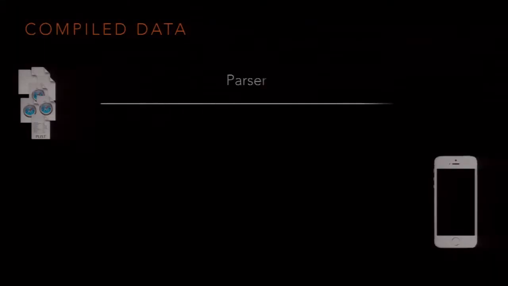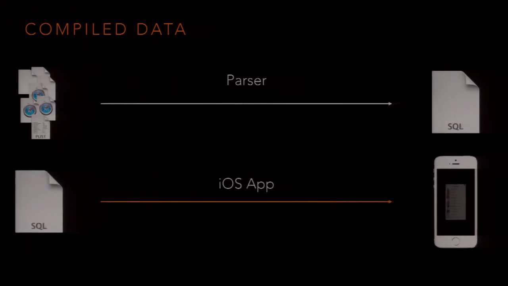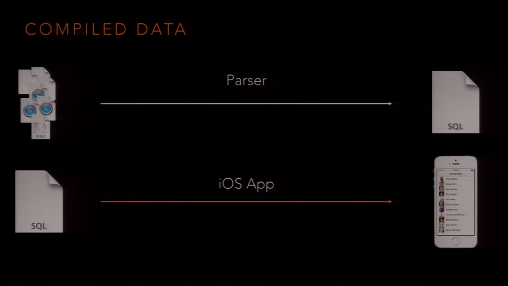So being clever, you'd write a parser that gave you the SQL, in this case an SQL database for Core Data, and then you'd copy that into your iOS app, and it would launch a lot faster. In fact, instantly, with all the data. Of course, it's not instant, but for our timescales.